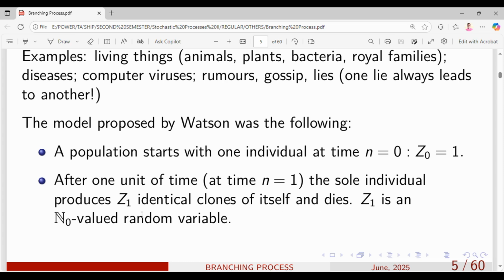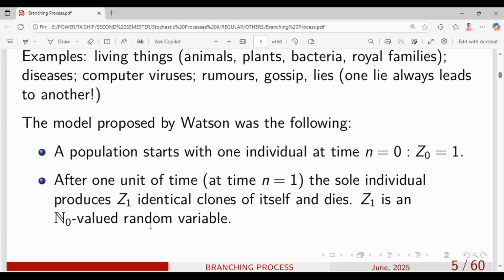So Z1 is like the family of Z0. This one individual, Z0, is going to produce identical clones of itself, like you give birth. In this case, we're not looking at a husband and a wife mating. When we pick the husband as a human being, we are looking at what the husband's generation is going to be like. We're just studying one species and seeing how it's going to be. So Z1 is the family size of the one individual, which is Z0.